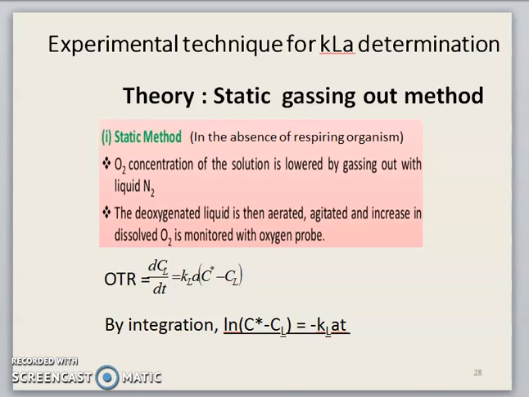The static gassing out method is a method in the absence of microbes. In this method, the oxygen concentration of the solution is lowered by gassing out with liquid N2. The deoxygenated liquid is then aerated and agitated, and the increase in dissolved oxygen is monitored with an oxygen probe.